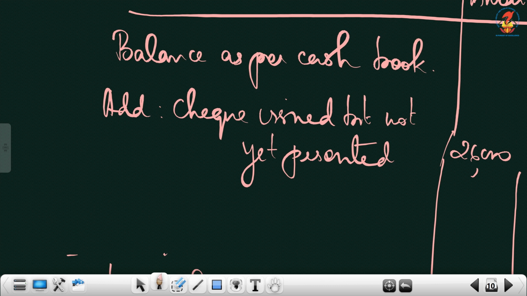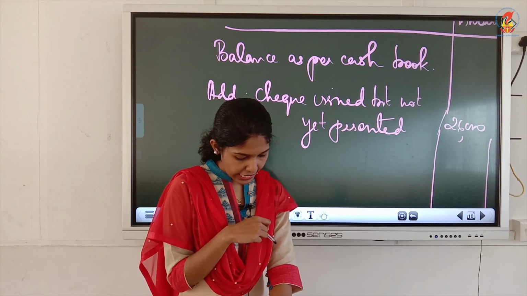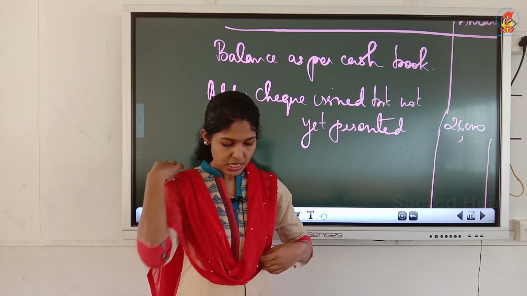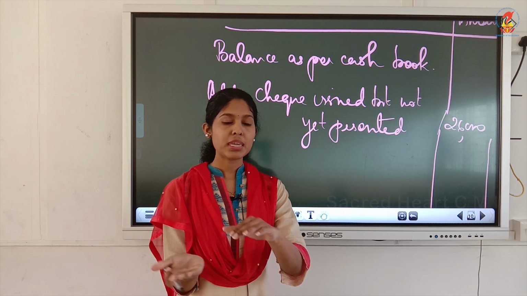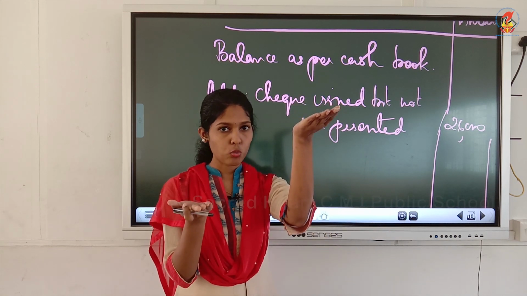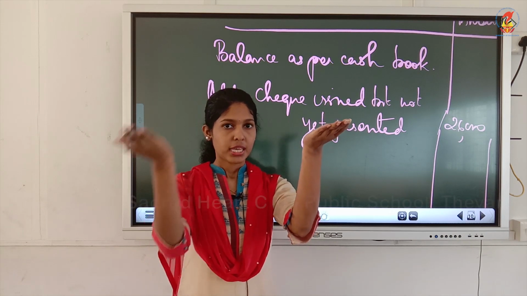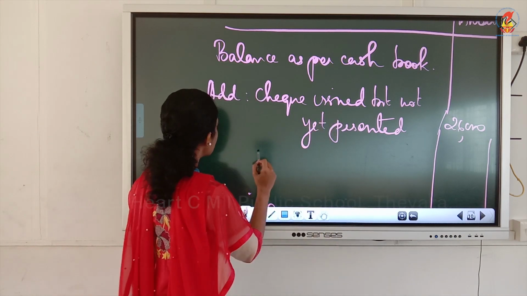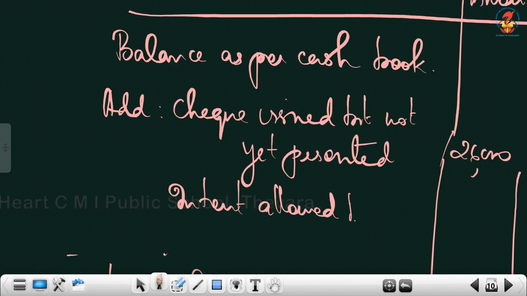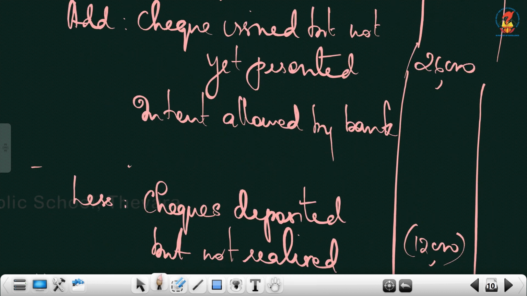Okay, then we have on 31st March bank credited 1,250 as interest. So it is being added to your bank account. So passbook will automatically increase. So now we have to add in your cash book also. So add this interest allowed by bank, you can write, or the sentence given in the textbook itself you can write. It is 1,250.